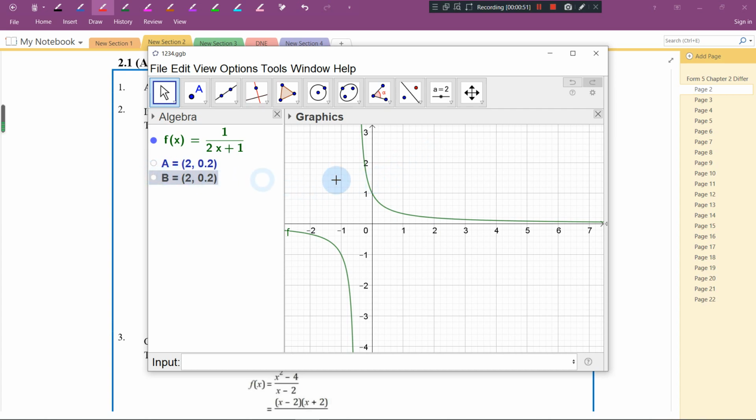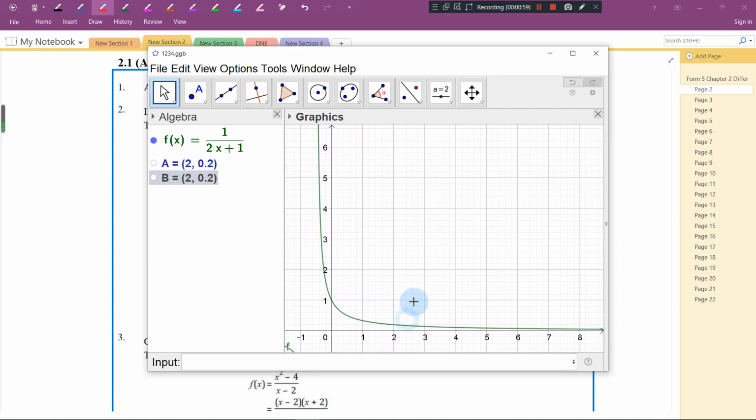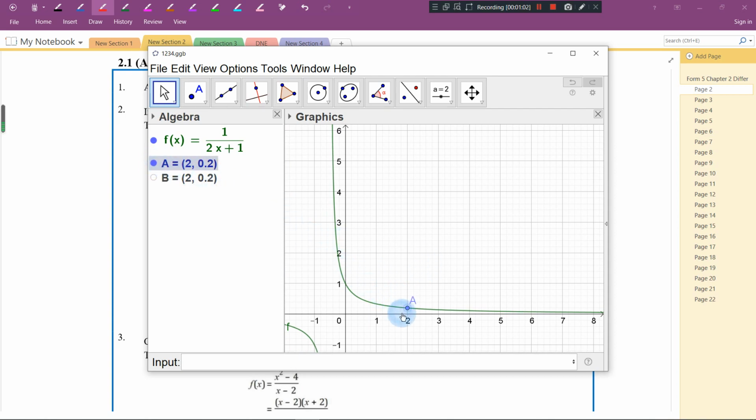Actually, we have two parts for this graph, since the question is asking about as x approaches 2, right? So I will just show you this part. This is the value of x. This is the value of f of x, or y. So now x approaches 2 from the left hand side. I'm going to move this point closer and closer to 2. Now try to look at the changes of this y value, the f of x value. You will notice that it becomes closer and closer to 0.2, right?